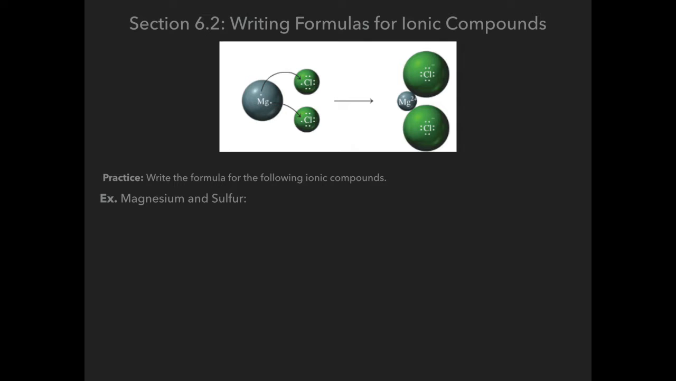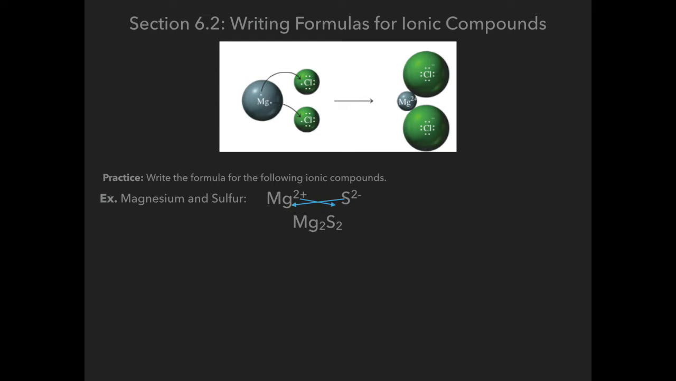If I've got magnesium and sulfur, to write the formula, instead of having to draw it out like I did for magnesium chloride above, all I have to do is the following. I say, all right, magnesium has a 2+ charge, sulfur has a 2- charge. And what I'm going to do is cross my charges. So the 2+, that 2 becomes the subscript for sulfur, and the 2- from sulfur, that 2 becomes a subscript for magnesium. And so what you end up getting is Mg2S2.